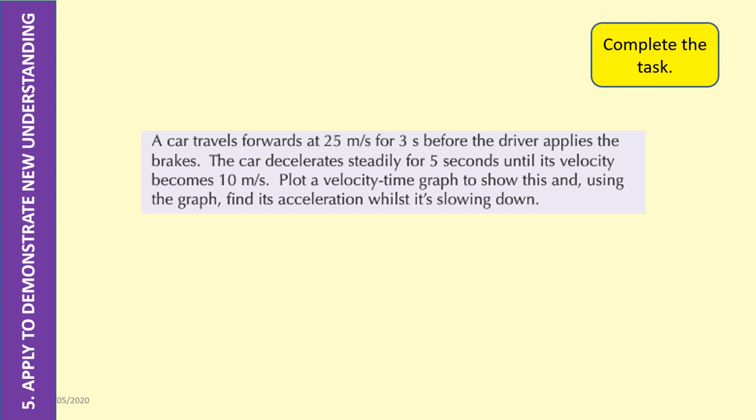Now here, I would like you to try and do the opposite process. This time, you've been given the information in written form and you're asked to draw the graph yourself. So a car travels forwards at 25 meters per second for 3 seconds before the driver applies the brakes. The car decelerates steadily for 5 seconds until its velocity becomes 10 meters per second. It's your job to draw the velocity time graph for this, and using the graph, find its acceleration while it's slowing down. Stop the recording here and see if you can do that.